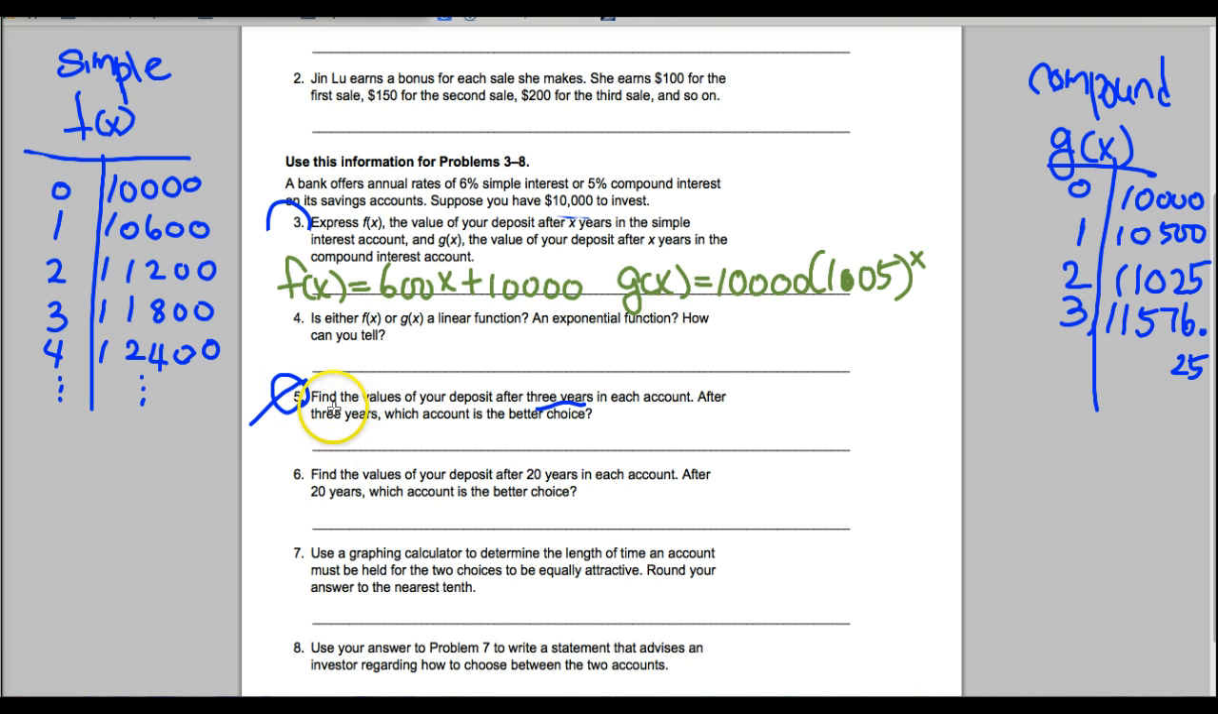Number 5, we're going to say after 3 years, the simple interest account is the better choice.